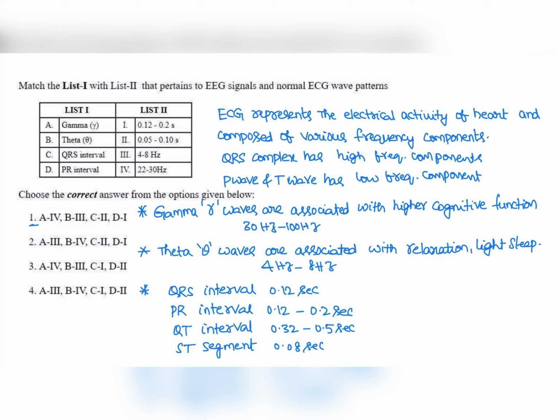For gamma waves, it is 30 to 100 hertz. Next, theta is B, 4 to 8 hertz. Next is the QRS interval, which is option 2, less than 0.12 second, so 0.05 to 0.1 second. Next, the PR interval is 0.12 to 0.2 second. So the correct option is 1.